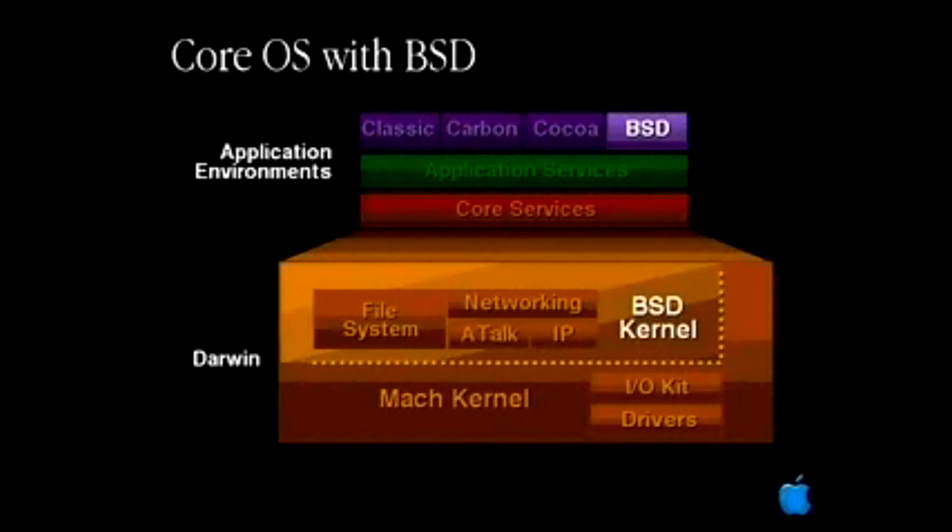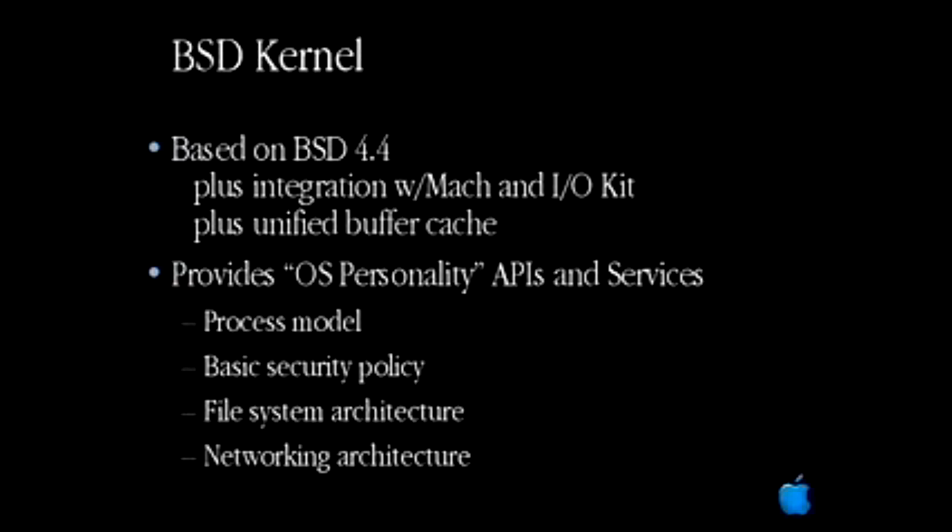BSD. The BSD kernel plays a very, very important role within Darwin. As I mentioned, Mach has no policy whatsoever, and it's really just responsible for processor management and memory management. BSD plays the role of providing a lot of those services. This technology is based on BSD 4.4, and then we've taken that technology base and done an enormous amount of work integrating it with Mach and with IOKit in particular, and of course the rest of the system.